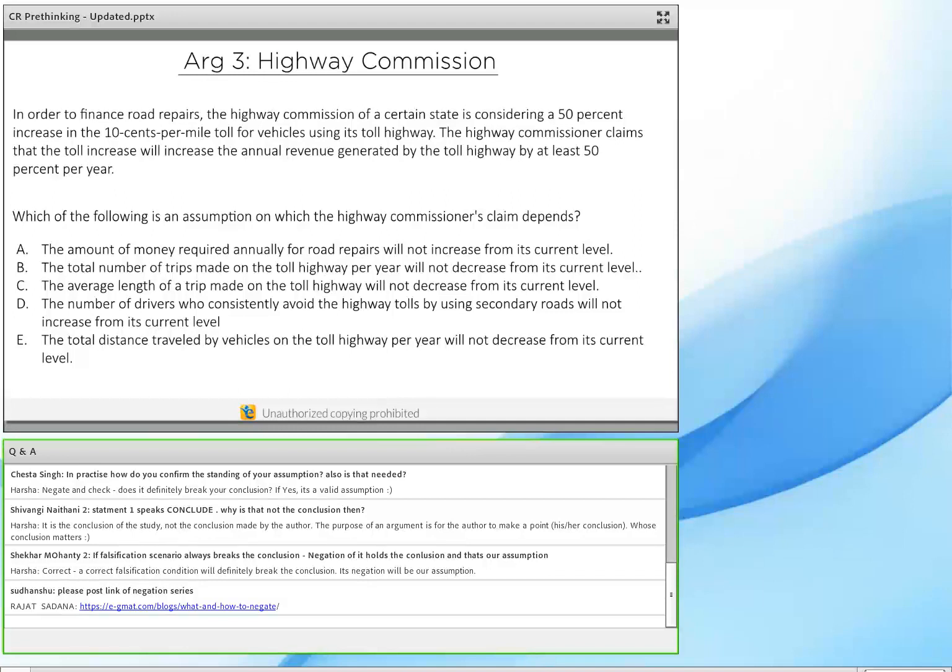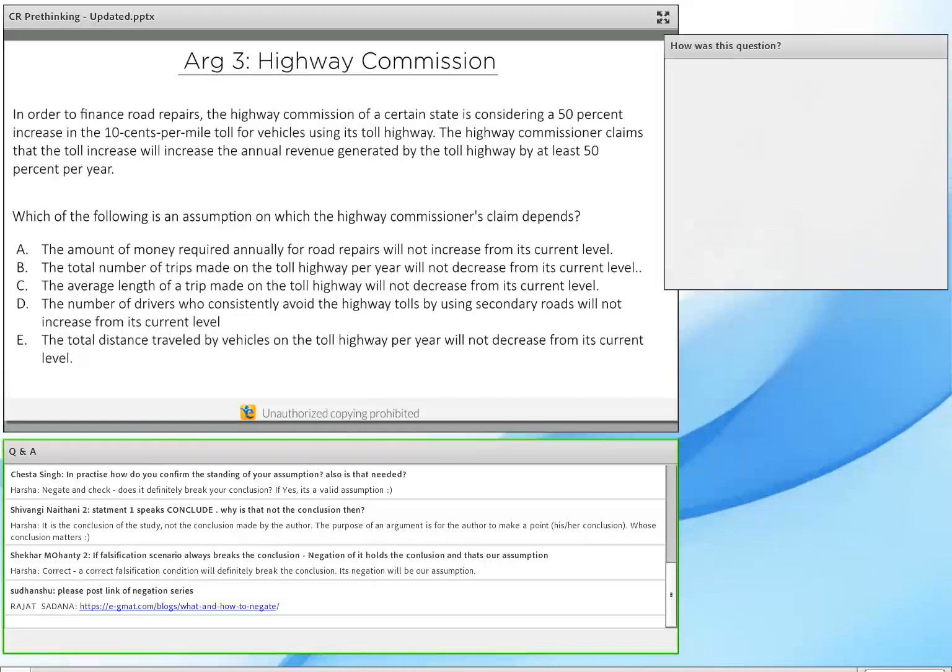The poll is, how is this question? And the answer choices are easy, medium, tricky, I could not understand it. Easy is if it was very easy for you. Medium is if you felt, hey, it was medium difficulty. Tricky was if you were confused. And I could not understand it was like, hey, I didn't know how to go about doing that.